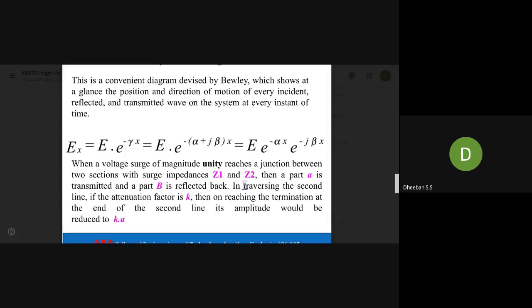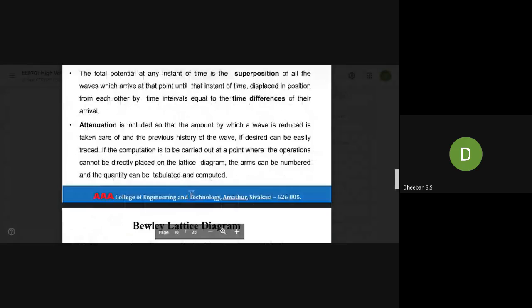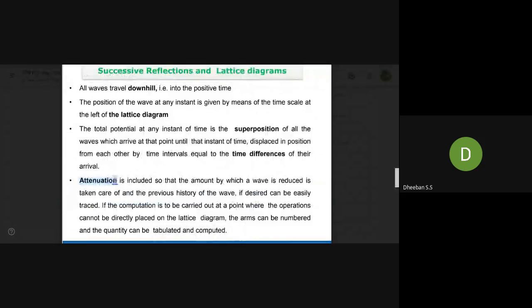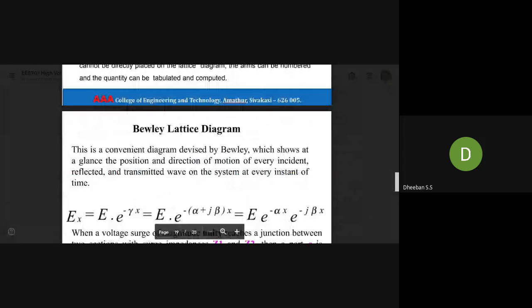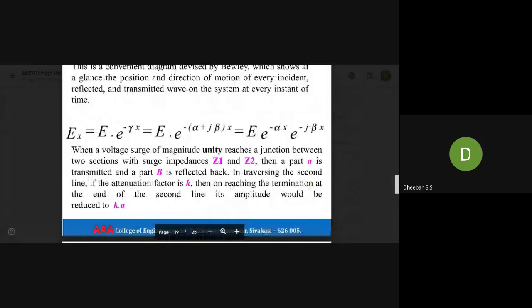The next point: in traversing, that is traveling, the second line, if the attenuation factor is k, then on reaching the termination at the end of the second line, its amplitude will be reduced to k into a. Here the attenuation factor is k. In the previous slide I told you to include the attenuation, or the noises or the losses. So that's the k factor, and after including it, it becomes k into a.